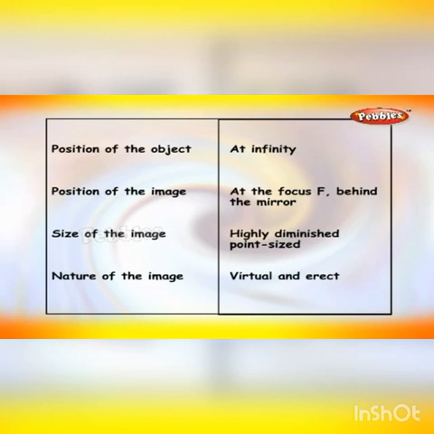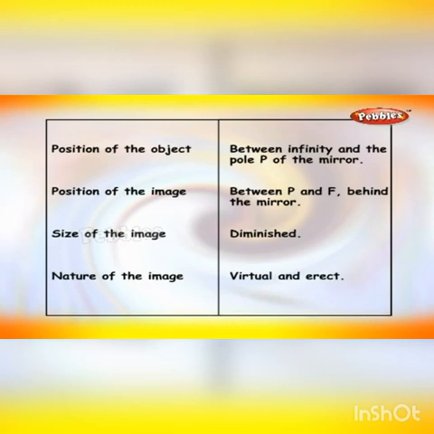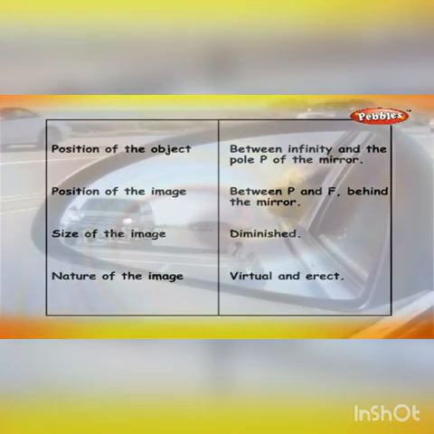Position of the object at infinity: position of the image at the focus F behind the mirror, size of the image highly diminished, point-sized, nature of the image virtual and erect. Position of the object between infinity and the pole P of the mirror: position of the image between P and F behind the mirror, size of the image diminished, nature of the image virtual and erect.